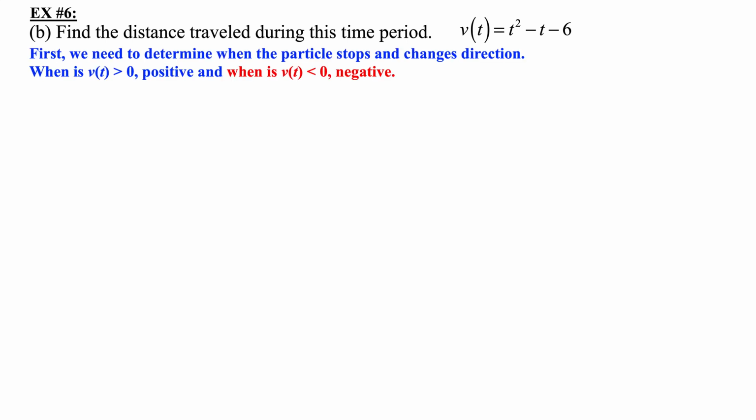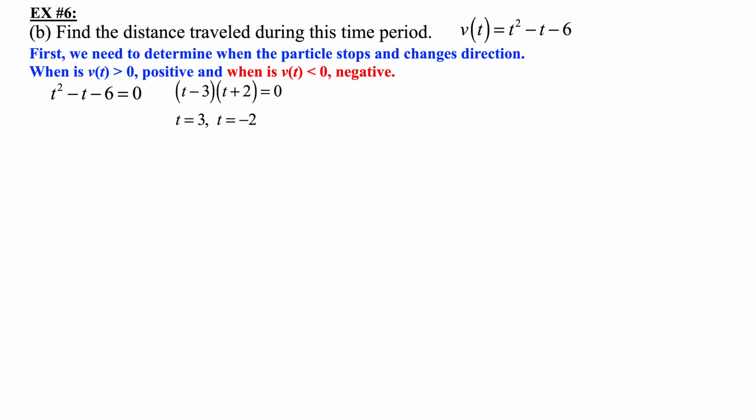So first we need to determine where the particle stops and changes direction. This is when v of t is greater than 0, positive. That's when it's going to the right. And when is v of t less than 0? Negative. So we take our t squared minus t minus 6 and set it equal to 0. Remember, this is the velocity. This is like saying the first derivative, or the s prime of t, the first derivative of your position function.